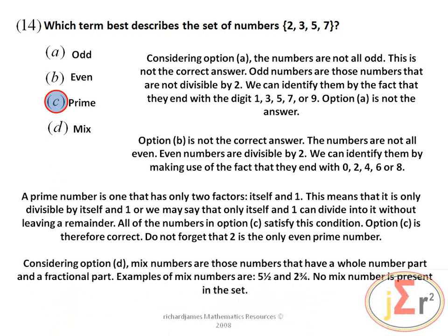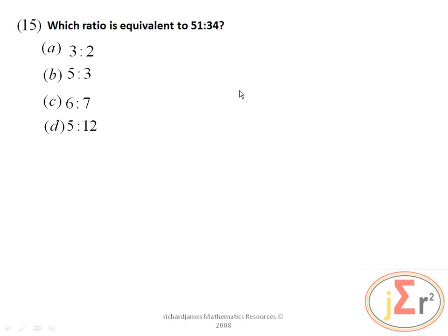What about D? Mixed numbers are those numbers that have a whole number part and a fractional part. Examples of mixed numbers are 5½ and 2 3/4. No mixed number is present in the set. So we do not have any mixed number in this set, and we are sure that D is not correct.